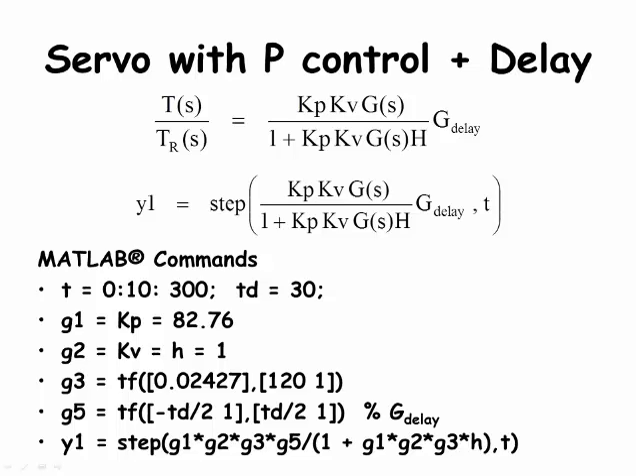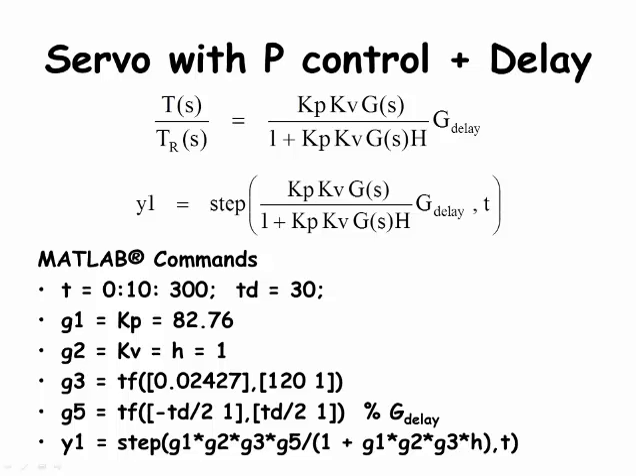The next line defines G5, which is the equation for the first order Padé approximation of a process delay. The variable Td was defined and set equal to the time delay, 30 seconds in this case. The final line is the MATLAB command to fill the Y1 array, which is the time-dependent response to a unit step change to the transfer function defined by G1 times G2 times G3 times G5 over 1 plus G1 times G2 times G3 times H. Then at the end is the time array.